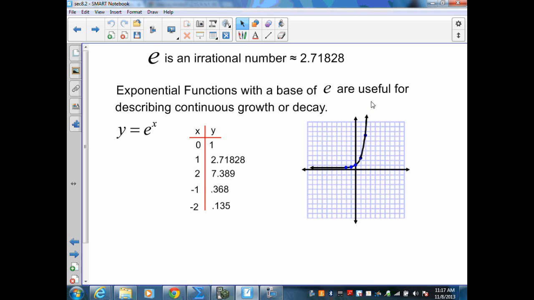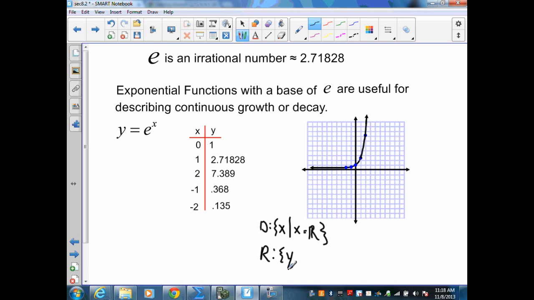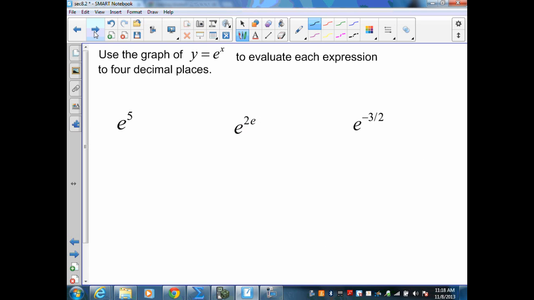We can see that the domain is x can be all real numbers, and my range is y, such that y is greater than 0. So I know that my asymptote is at y equals 0.